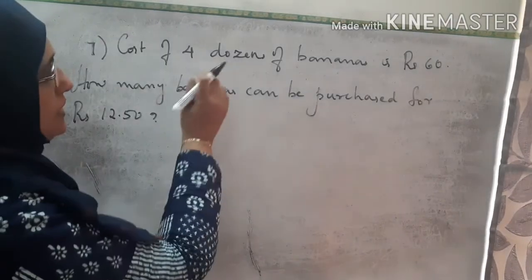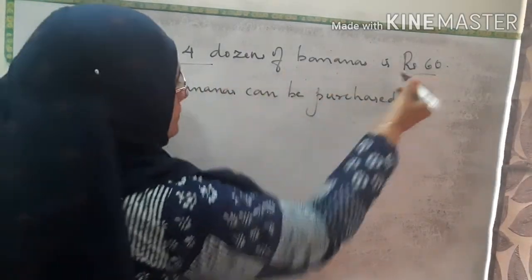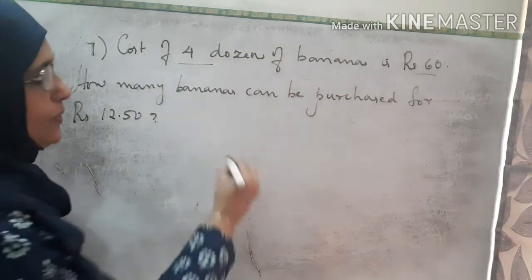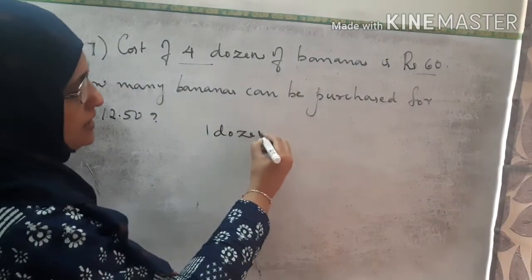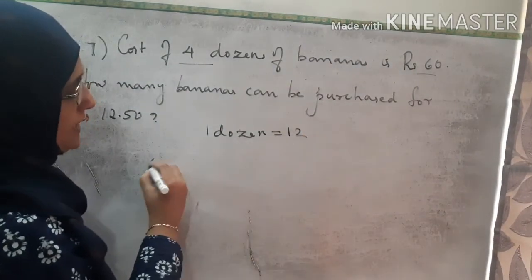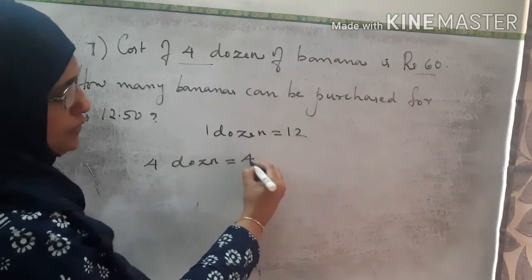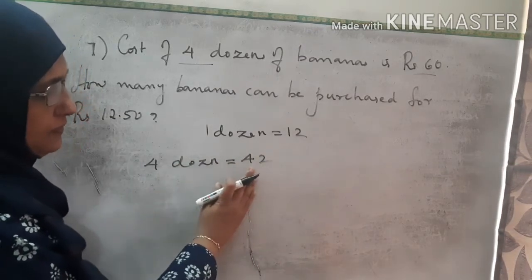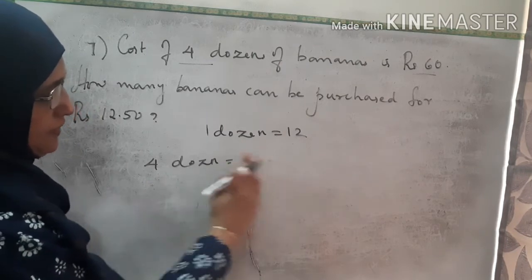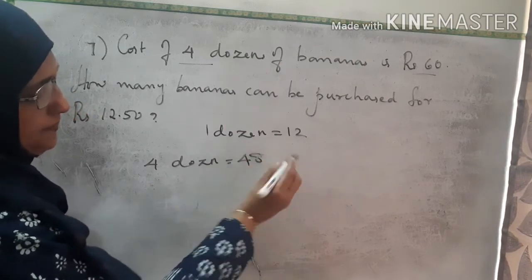Seventh one, cost of 4 dozens of bananas is rupees 60. 4 dozen means 1 dozen how many? It's 12. Then for 4 dozen, 12 into 4. Sorry, 48.